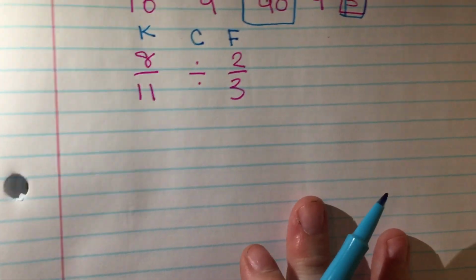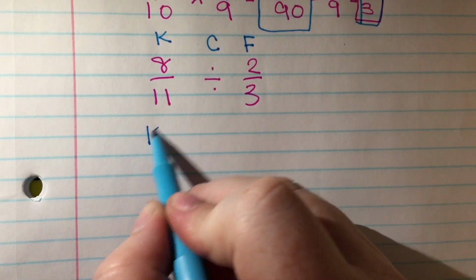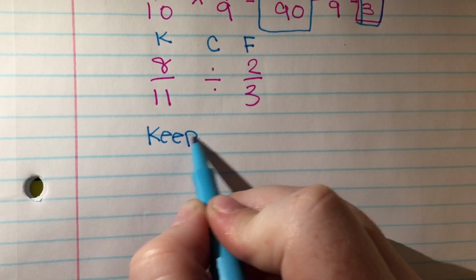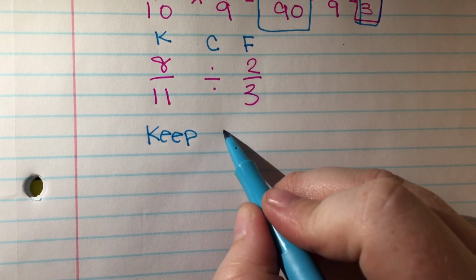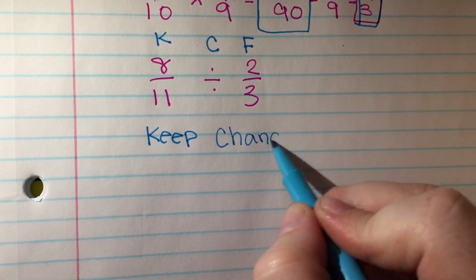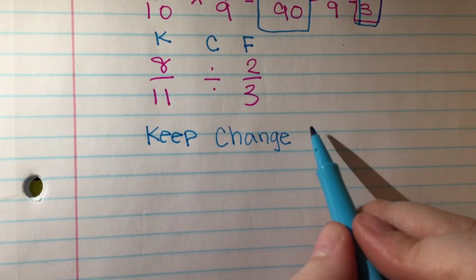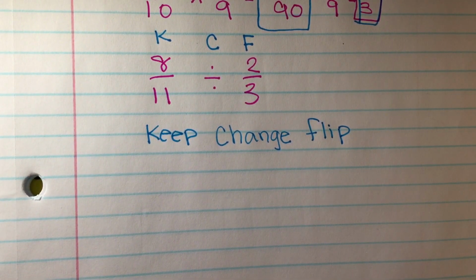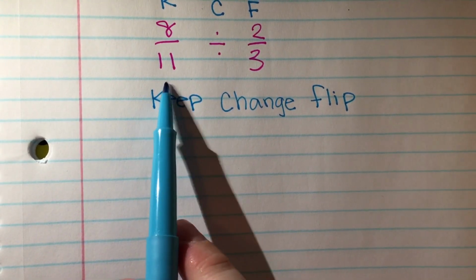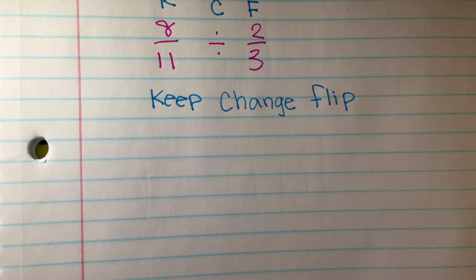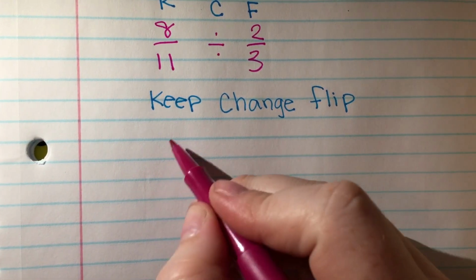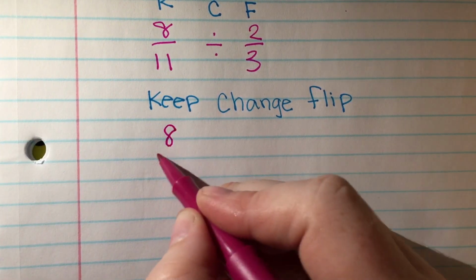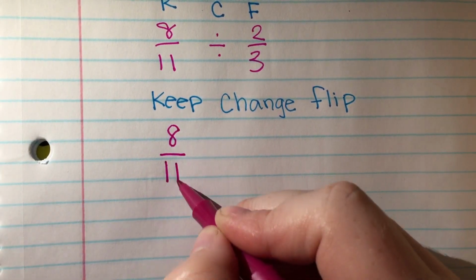Remember that K stands for keep, C stands for change, and F stands for flip. So what are we going to keep? We're going to keep the original fraction, that's this first part right here. So our first fraction is going to stay our first fraction. We have 8 over 11.